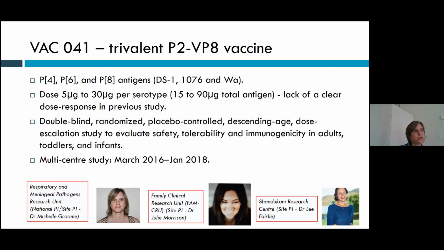And the reason that we could do a placebo-controlled study, even though the oral vaccine had been introduced, is that we limited enrollment to outside of the rotavirus season. And so there was a very low risk. Rotavirus tends to occur in the winter months. And so we enrolled all our participants outside of that peak area so that there was no increased or very small increased risk of them actually being exposed to rotavirus infection during that time.